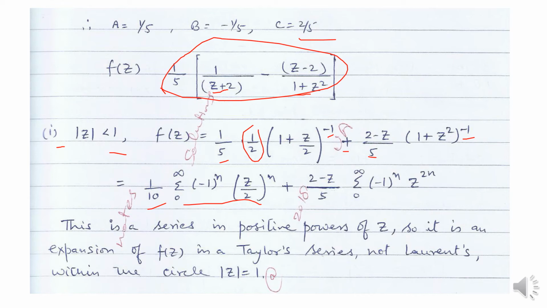So this is a series of positive powers of z, all terms are of positive powers, so it is an expansion of f(z) in a Taylor series, not Laurent, because in Laurent we have negative powers of z also, but here we don't have. And this is where we are talking within the circle |z| = 1.